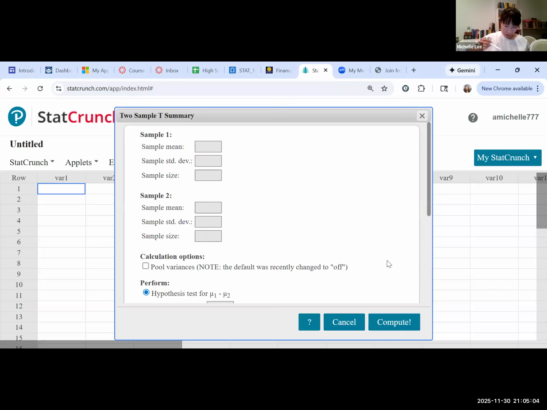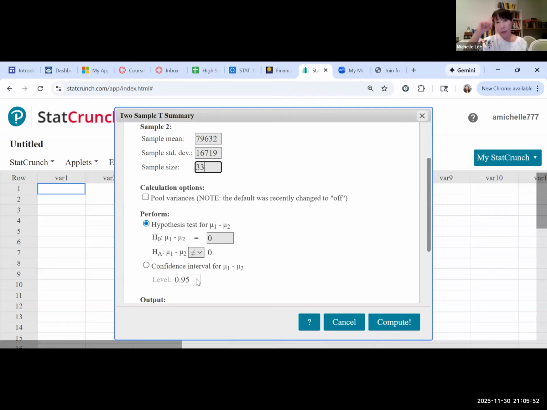Okay, we have two samples, right? So the first one, x bar sub 1, which is 83,647, and standard deviation 17,969, and size 30 for the first one. Second one, 79,632, and sample standard deviation 16,719, and sample size for the second, 33, right? Okay, so we are using hypothesis test, right? And then what was it? Right tail test. So that will be right tail test. Okay, that's it. Compute.